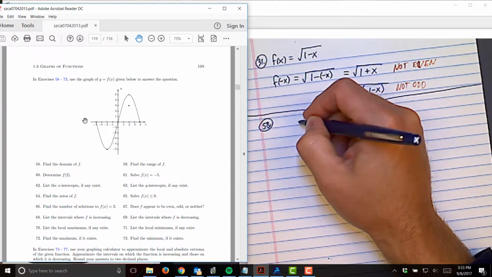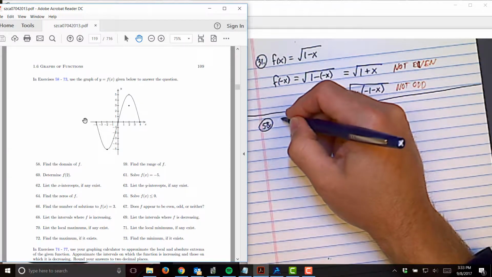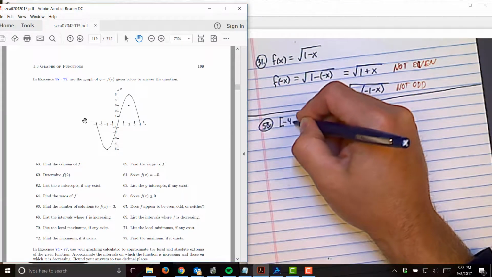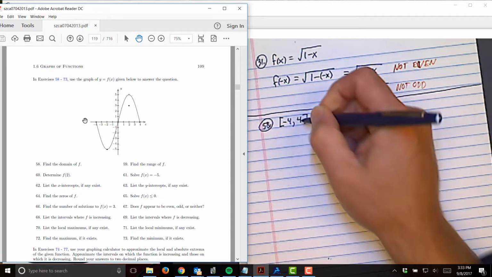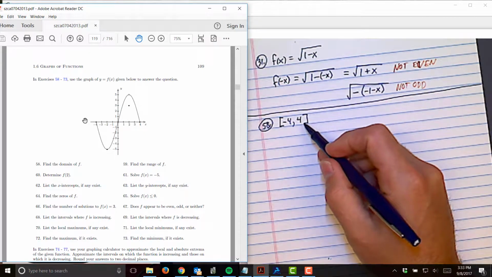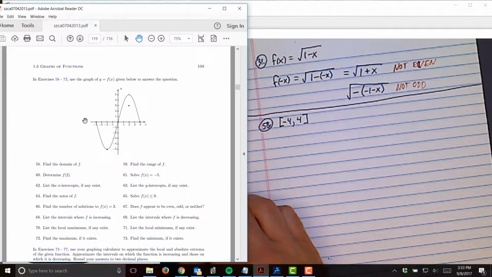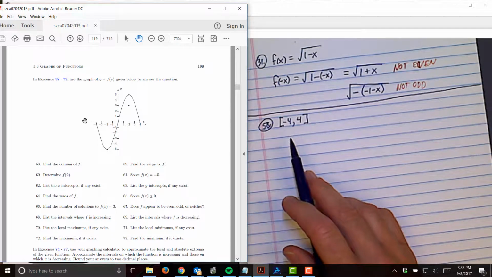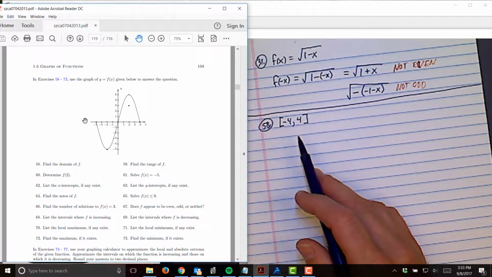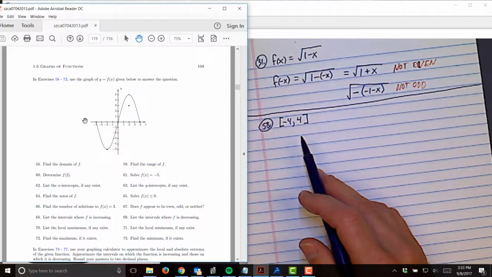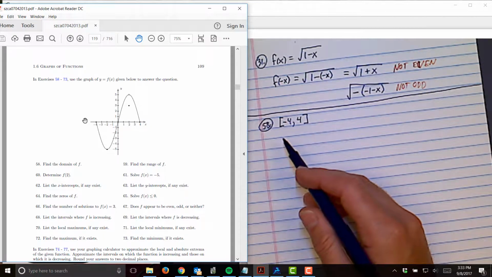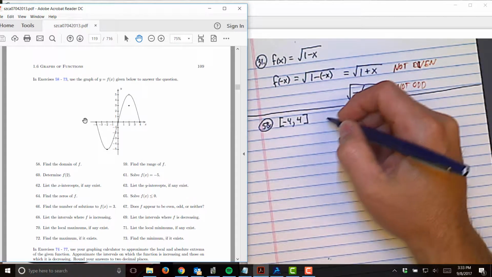Well, the domain is the set of all possible x values, and so I would say that from -4 to +4 is the domain. And notice that I'm using brackets because x is allowed to equal -4. As I look at the picture there, I can see that it looks like -4, 0 is a point, and so is 4, 0. So that's 58.